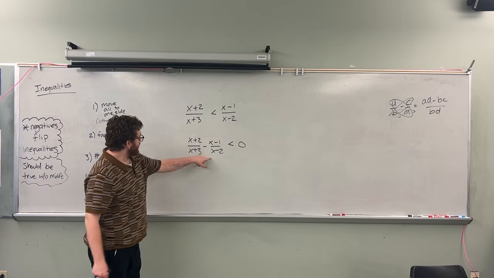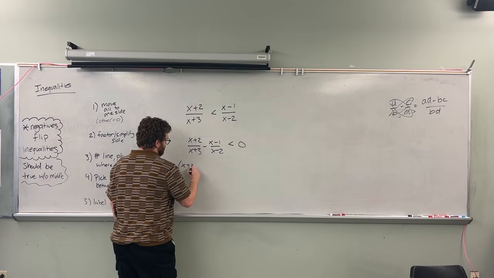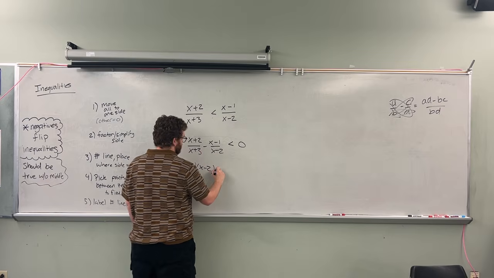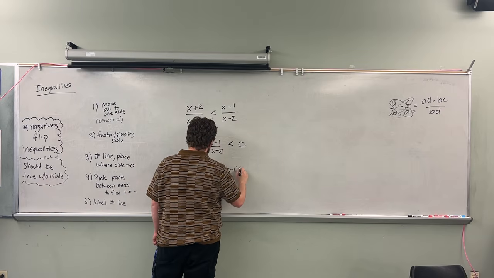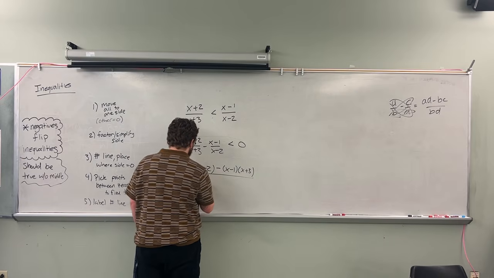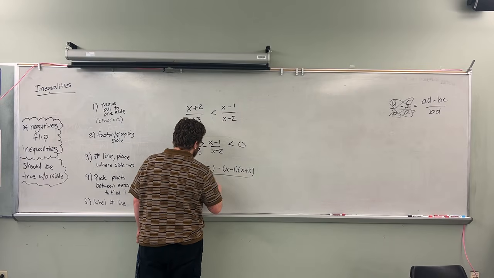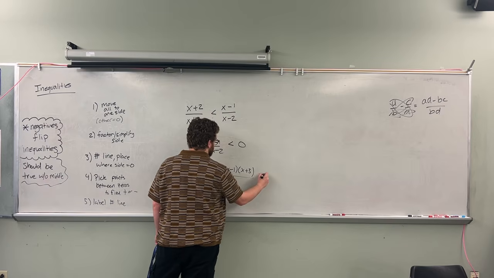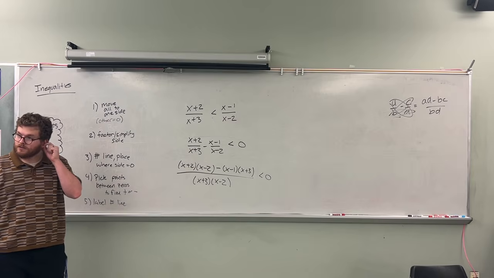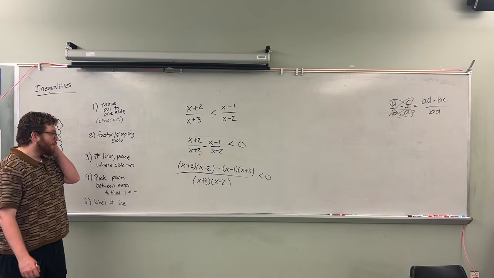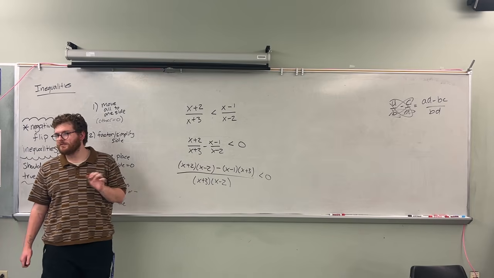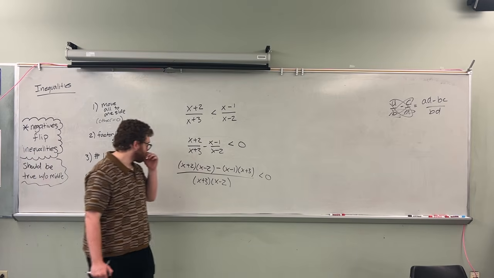So this times this, x plus 2 times x minus 2. This times that, so minus x minus 1 times x plus 3, all over x plus 3 times x minus 2. And this is all gross, admittedly. But we can do some processing here to figure some things out and make it not as gross, but it's still going to be pretty gross, so I apologize.